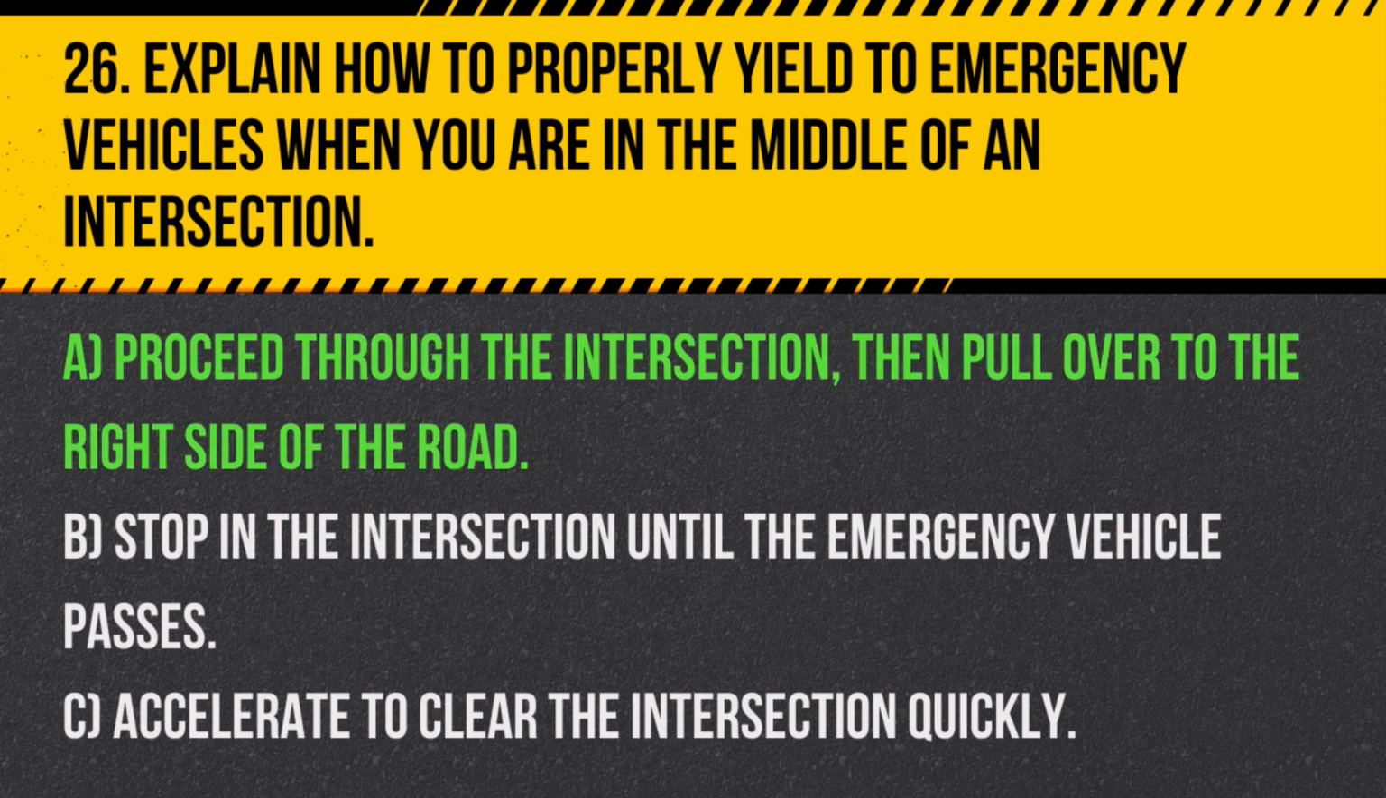Answer A. Proceed through the intersection, then pull over to the right side of the road. Clearing the intersection first reduces potential confusion and allows emergency vehicles to pass more easily.